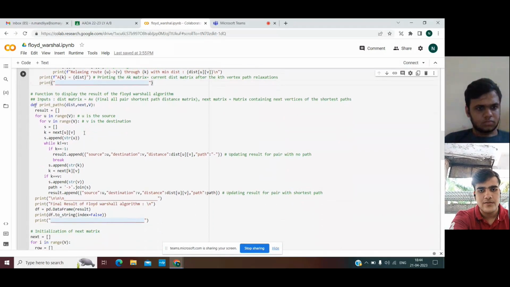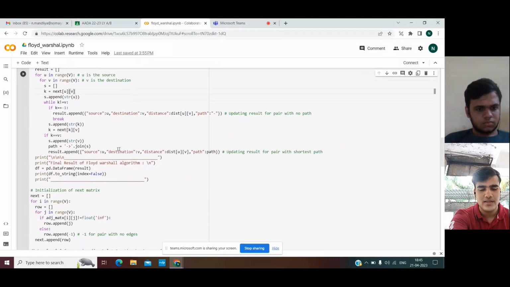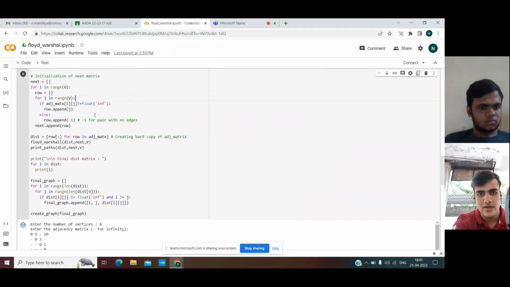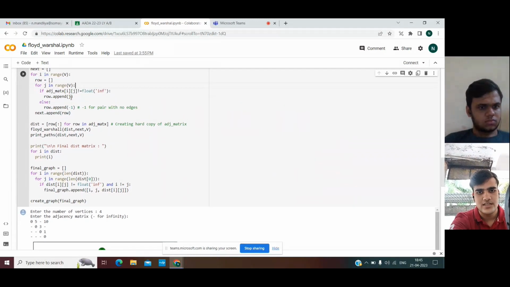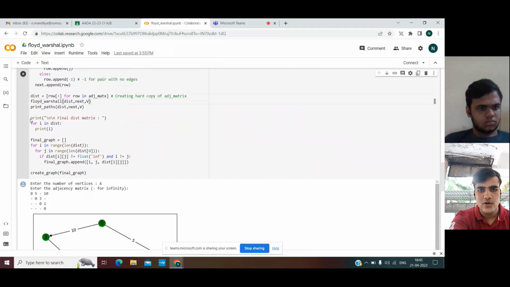Next up is the print graph function, wherein the distance and the next matrices are used to calculate the shortest path between all the pairs. This is displayed using the pandas library in a tabular format. Firstly, we initialize the next matrix with all empty values and only the edge values with the destination of the vertex. Then we initialize the distance matrix as a hard copy of the adjacency matrix. We then run the Floyd-Warshall and the print path functions on it. And finally, we print the final graph and also the final adjacency matrix.